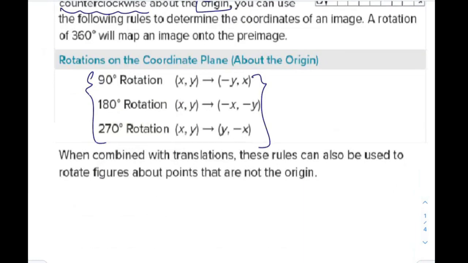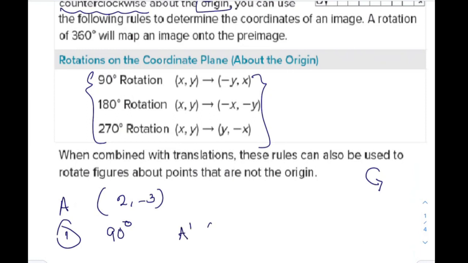For example, if you take a point, let's say this point was 2 and -3. If you want to rotate this point 90 degrees counterclockwise about the origin, then this will be what? A prime, the image, will be, according to this rule, you will flip and change the first coordinate. So this will be -3, 2: first flipping, then change the first one.